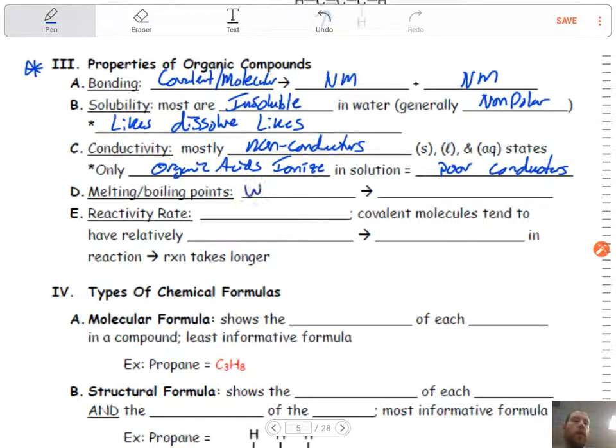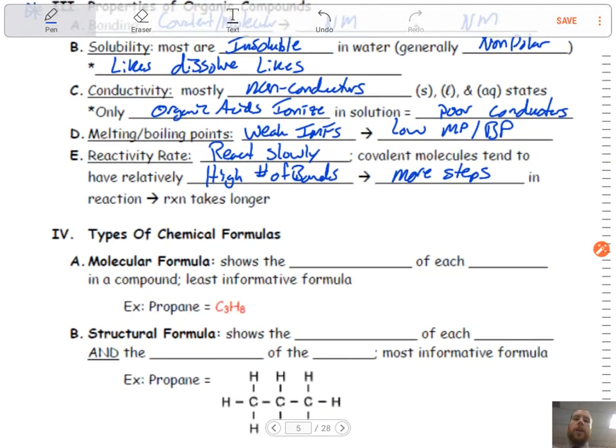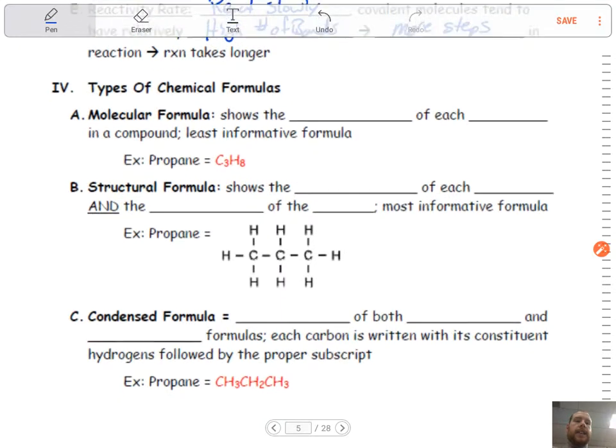Melting points, they have weak intermolecular forces. Again, IMFs we will come back and talk more about as well. So because they're weak, that means they have low melting and boiling points. Their reactivity rate, guys, they react slowly, and I mean really slowly, because they have a high number of bonds a lot of times, very large structures. I know when I was in grad school, people in the organic labs down the hall from me, there's lots and lots of steps involved, and they would have to run their reactions for like maybe 30 hours at a time for it to even get a 40% yield. So lots and lots of steps, okay?